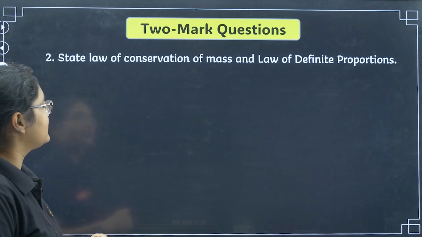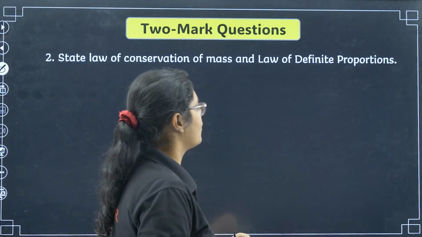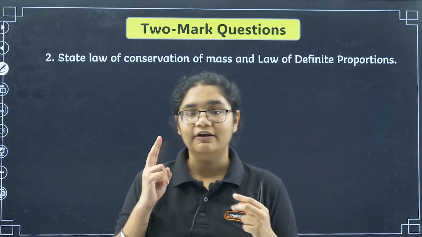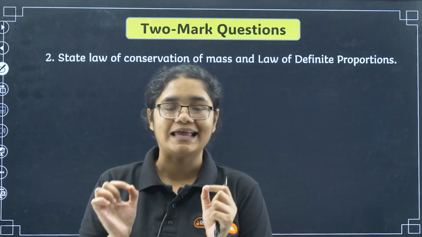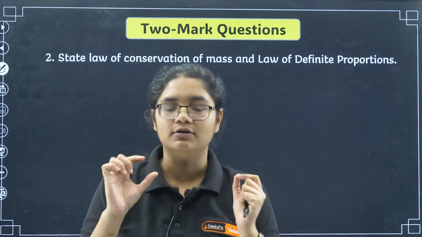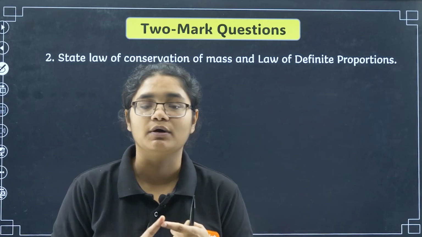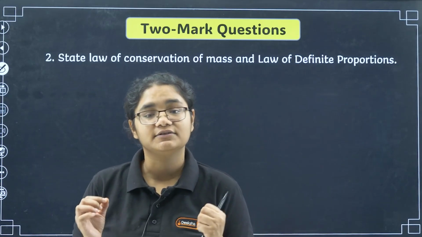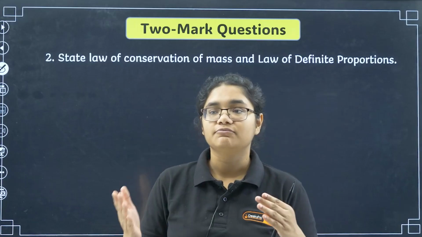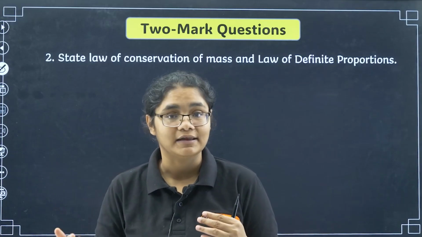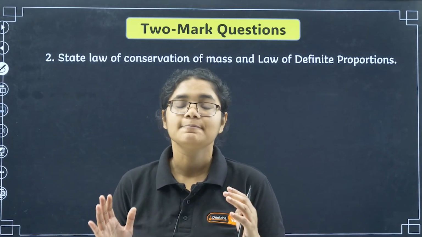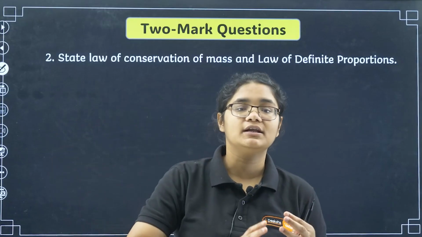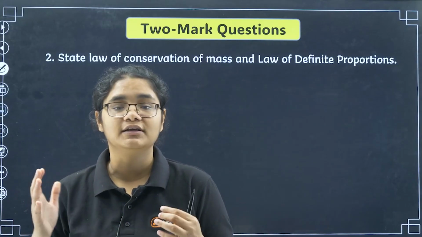Next we have, state the law of conservation of mass and law of definite proportion. Now you have 2 laws, so each law will carry 1 mark. So you have to define the law of conservation of mass, that is 1 mark, and the law of definite proportion, that is 1 mark. So what is the law of conservation of mass? It says that mass can neither be created nor be destroyed. Okay, or whatever is the mass before the reaction, same is the mass after the reaction.